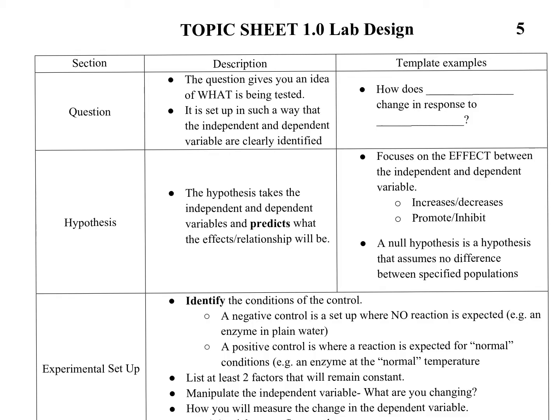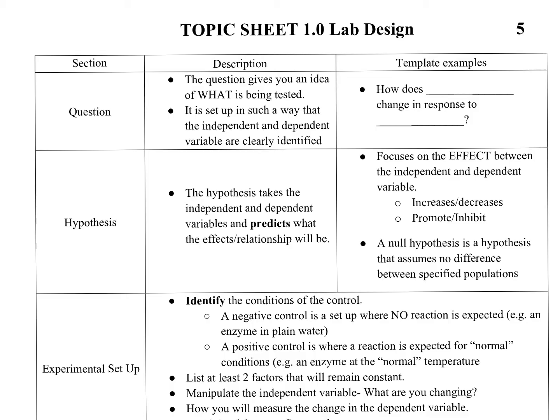Starting with section 1, the scientific design question. It's going to give you an idea of what is being tested, and it needs to be set up in such a way that the independent and dependent variables are clearly identified. So to make life simple, we provide this template example for you. It doesn't have to be exactly like this. However, when you're writing scientific questions, if you don't write them in the proper format, you won't get credit for them. So we find that this way is the easiest way to help you with setting up your lab design and the following sections much later.